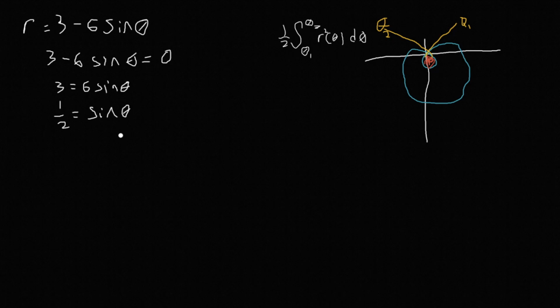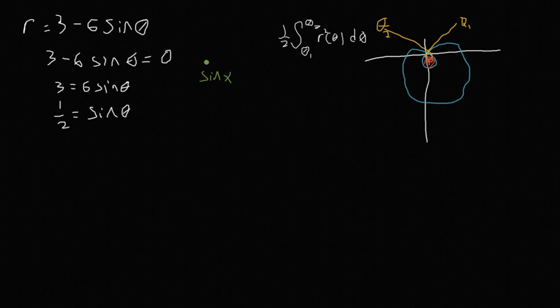1/2 is equal to sine theta. And when is sine theta equal to 1/2? That is when we have a reference angle of pi over 6. That is something you just kind of need to know, but I will show you a little handy trick that I learned in maybe the ninth or 10th grade.